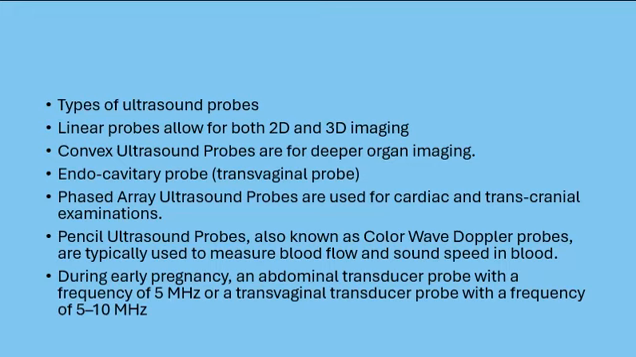Pencil ultrasound probes, also known as color wave Doppler probes, are typically used to measure blood flow and sound speed in blood. During early pregnancy, an abdominal transducer probe with a frequency of 5 MHz or a transvaginal transducer probe with a frequency of 5 to 10 MHz is used.